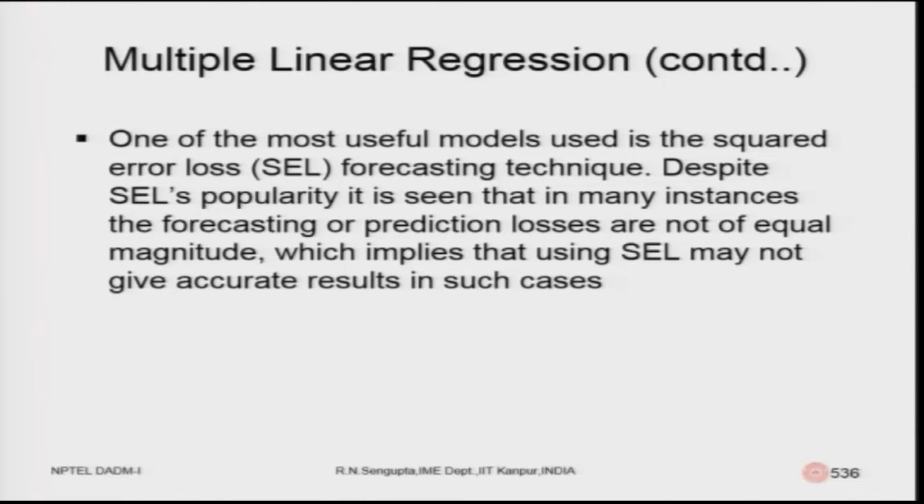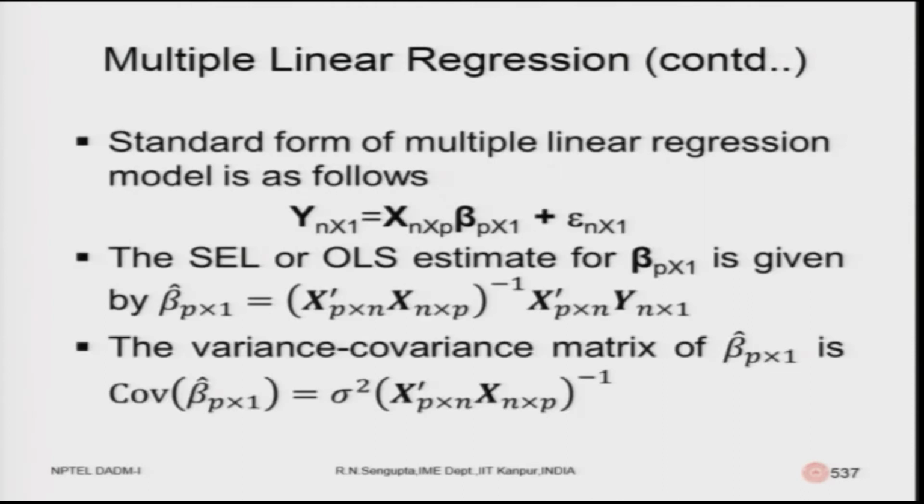One of the most useful models is the squared error loss or ordinary least square forecasting method. Despite the popularity of squared error loss, in many instances the forecasting or prediction losses are not of equal magnitude, as I discussed in the Linex loss function, which implies that using SEL, that is squared error loss, may not give accurate results. But we will still solve and understand the problem from the ordinary least square or squared error loss point of view. Now, the general standard form of the multiple linear regression model is like this.